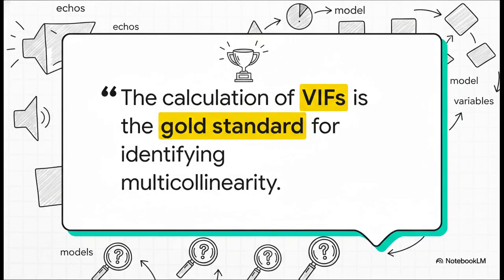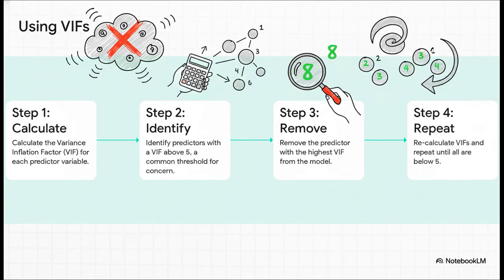Okay, so how do we catch these data echoes like the pros do? We use a special metric called the variance inflation factor, or VIF. Seriously, calculating VIFs is the absolute gold standard for diagnosing this problem. Basically, it gives each variable a score that tells you how much it's already being explained by all the other variables in your model.